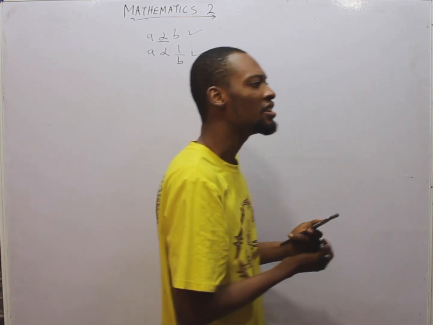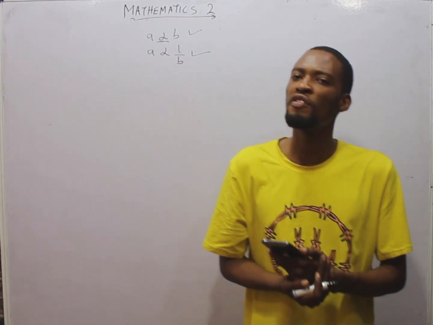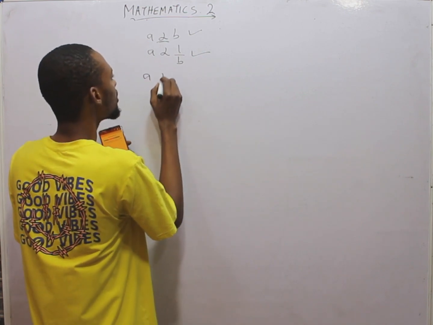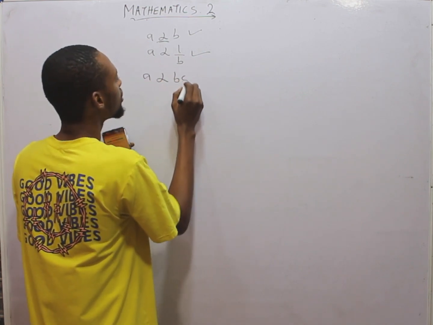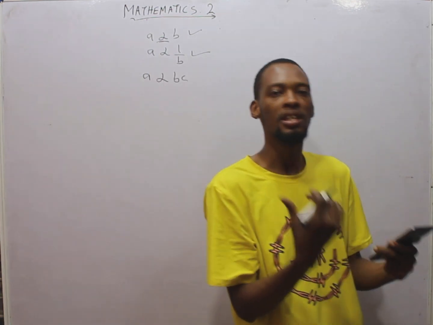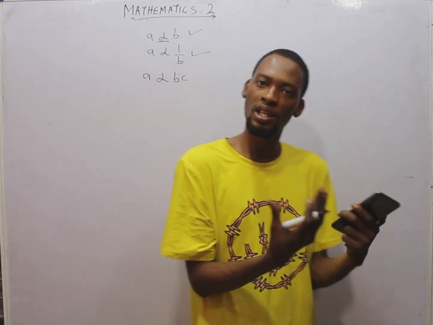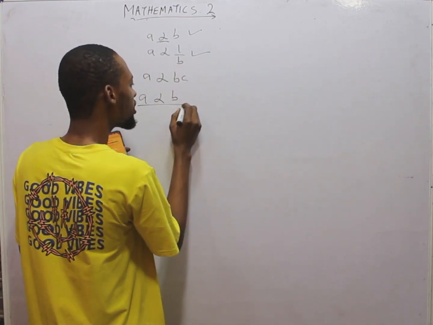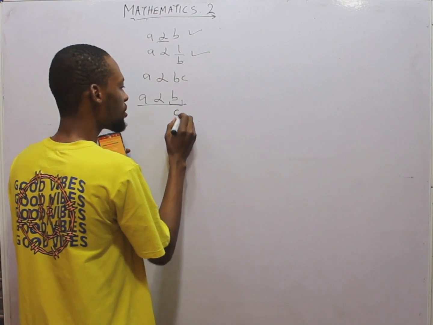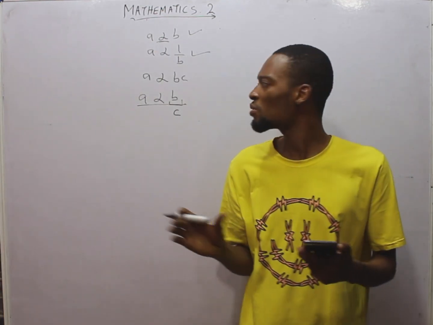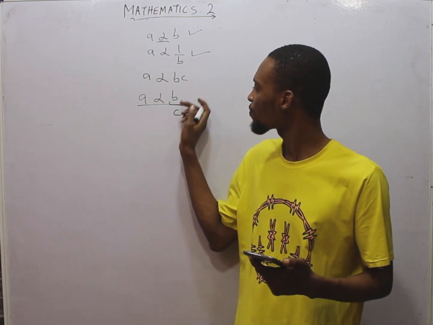If I say A is directly proportional to the product of B and C, it simply means A is directly proportional to B, C. If I say A is directly proportional to B and inversely proportional to C, it simply means A is directly proportional to B straight and inversely proportional to C. So anyhow variation question comes, you should be able to know how to write them out.